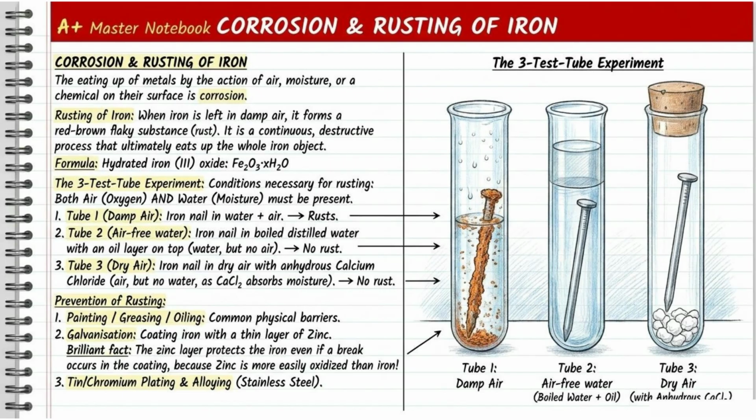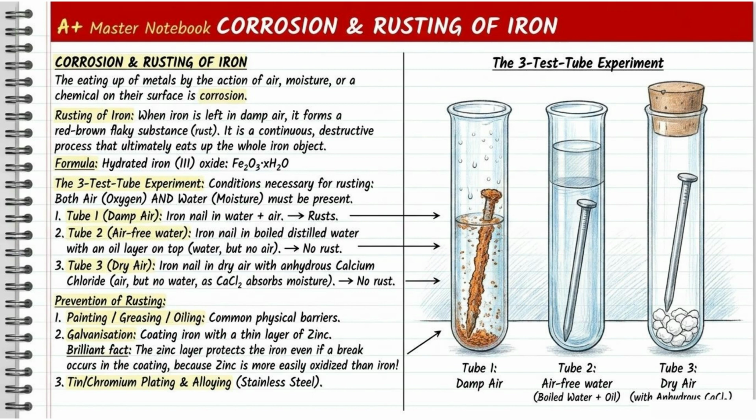Tube 1 has an iron nail sitting in half water, half damp air. Observation: it rusts. Tube 2 has an iron nail fully submerged in boiled distilled water, which removes all dissolved air, and it's sealed with a layer of oil on top. So there is water, but absolutely no air. Observation: no rust. Tube 3 has an iron nail in completely dry air, and we add a chemical called anhydrous calcium chloride to absorb any trace of moisture.